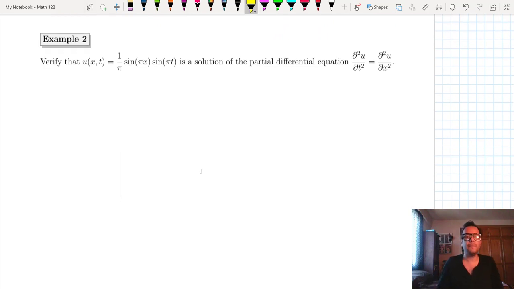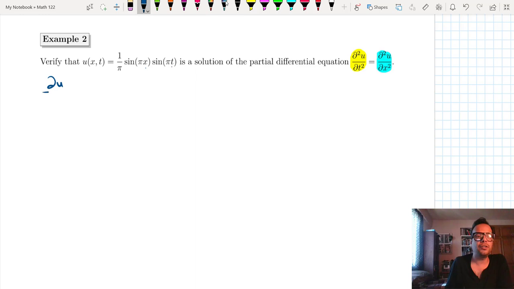Let's do another example. So in this case, u of x,t is given as 1 over pi sine pi x sine pi t. Notice the functions, they look the same, however, one depends on x, the other one depends on t. And they're asking us whether this function is a solution to this partial differential equation, which requires the second derivative with respect to t and the second derivative with respect to x. Okay, let's go ahead and differentiate this function.